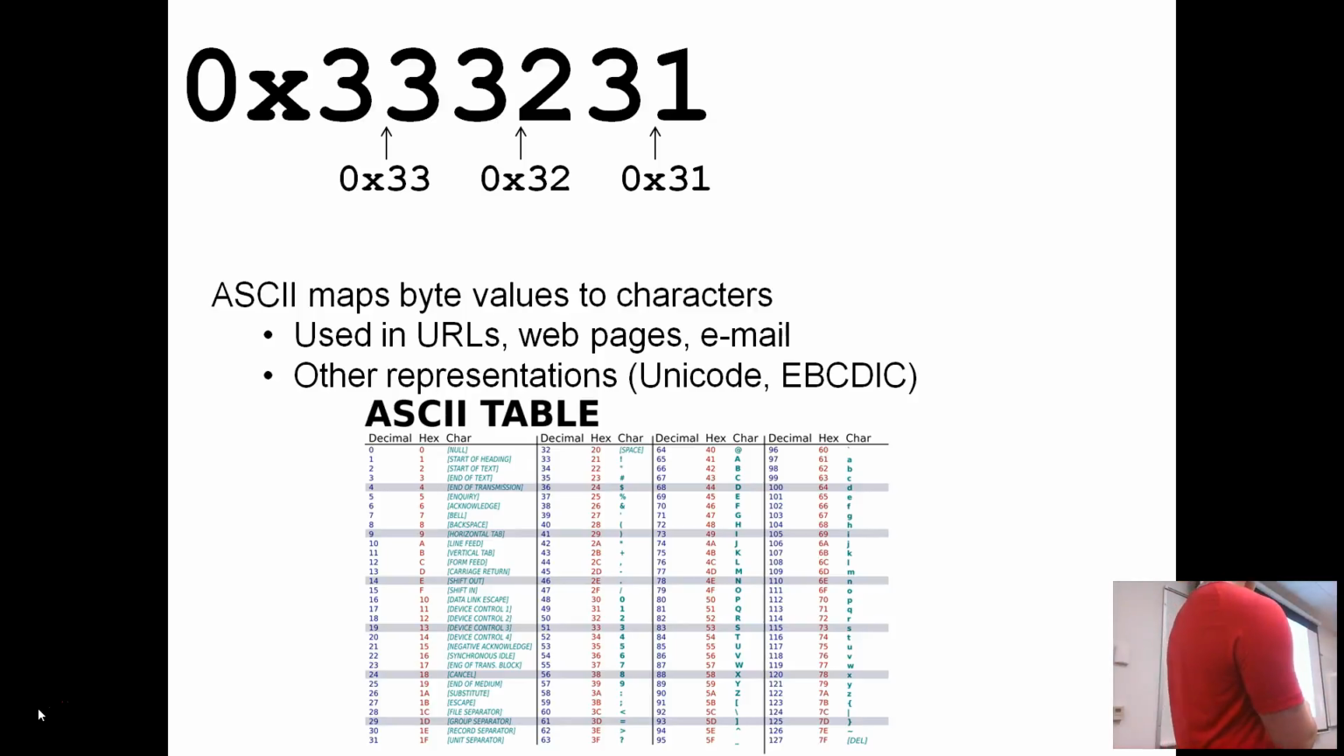And these are the values. So you see the decimal goes from 0 to 127, and the hex goes from 0 to 7F. Those are all 128 code patterns.